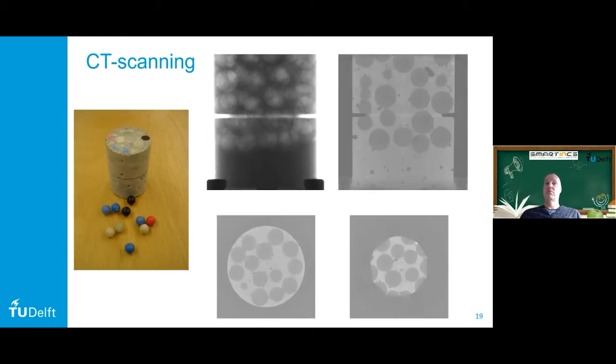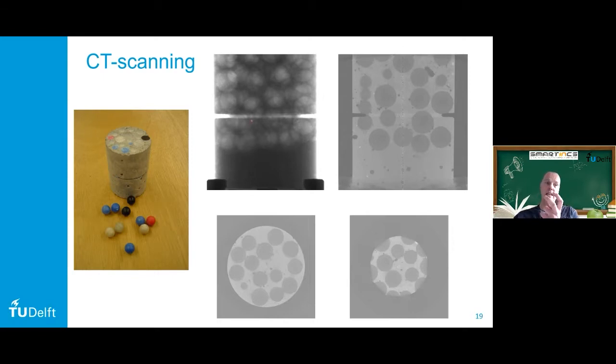So this is a CT scan of a small concrete cylinder that we made, with spherical aggregates which are low density, so plastic particles are this. You see how they are distributed in the sample, and on the CT scan, this is one scan through the sample. You see all the particles projected on the screen.